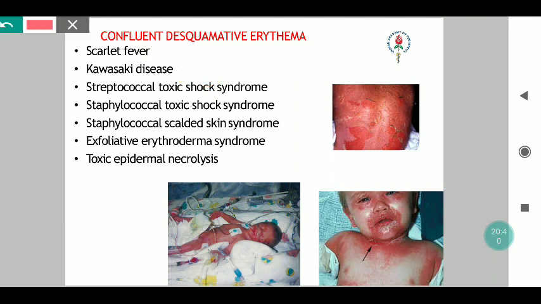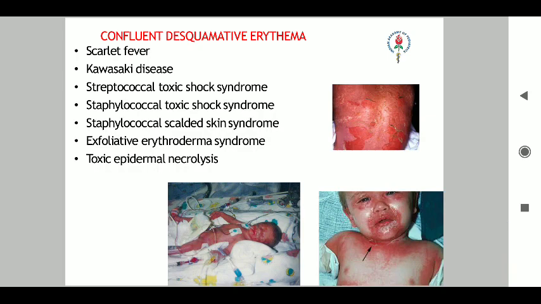Streptococcal toxic shock syndrome, staphylococcal toxic shock syndrome, scarlet skin syndrome, exfoliative erythroderma syndrome and TEN, that is toxic epidermal necrolysis. Under this category, most of the conditions mentioned are acutely life-threatening and might often result in multi-system dysfunctions.